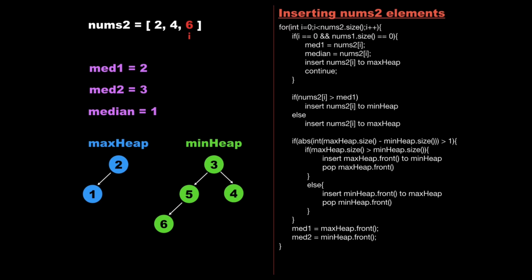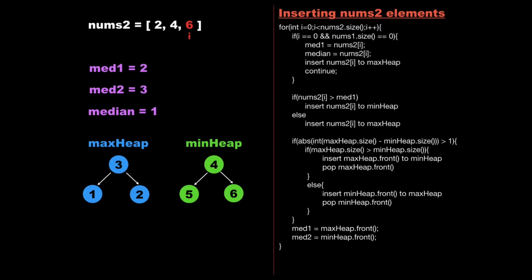Now again we check whether the absolute differences of sizes of min heap and max heap exceeds 1, and since it does, then we check whether the size of max heap was greater or min heap. In our case the size of min heap is greater than max heap. Therefore we insert the value 3 or min heap dot front into the max heap and then pop the min heap dot front value, which is 3, from min heap.